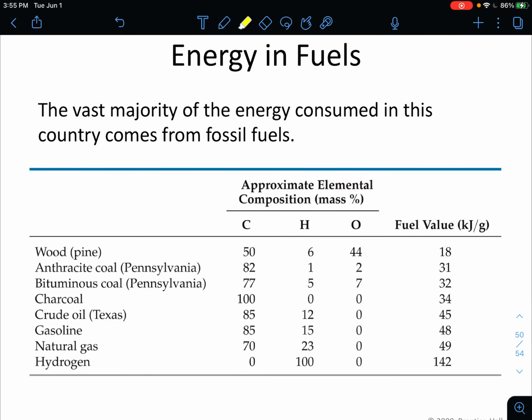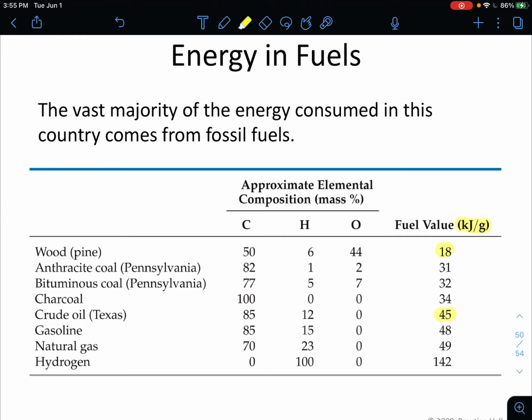Energy in terms of fuel, we're looking at kind of fuel efficiency in terms of kilojoules per gram. So something like burning wood, pretty inefficient in terms of the energy we'll actually get out of it.